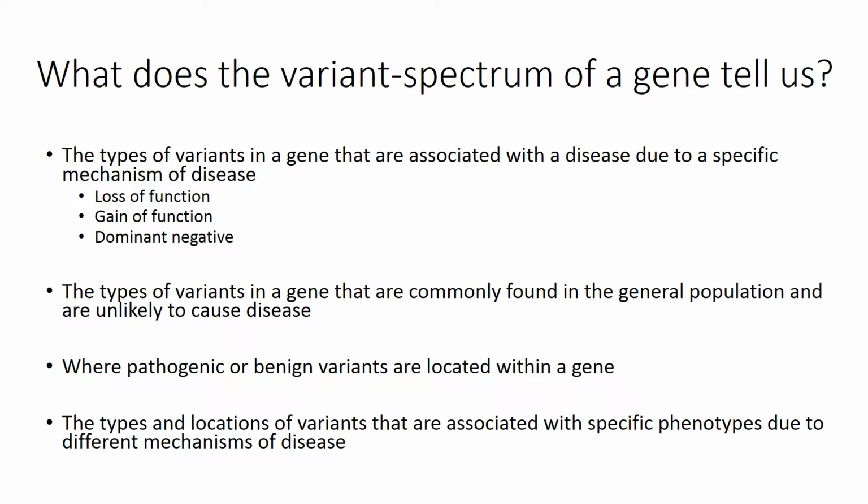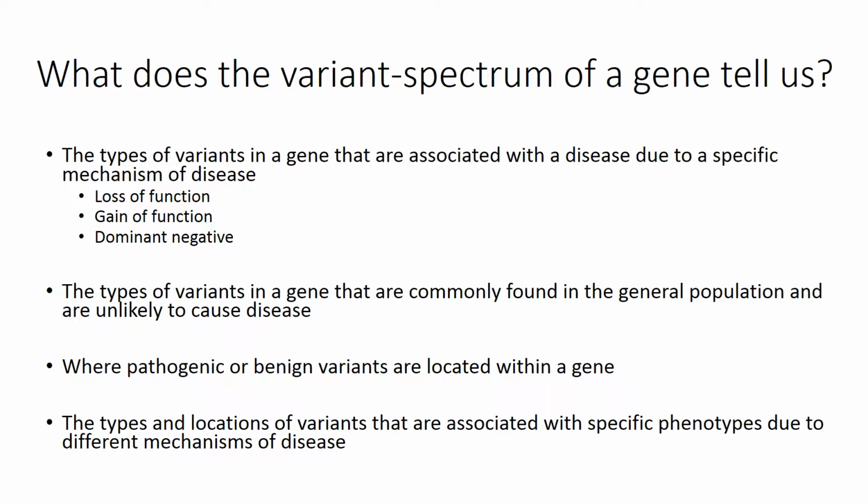Understanding the variant spectrum of a gene is an important step in variant interpretation. It allows us to become acquainted with the types of genetic variants that are known to cause a disease within a specific gene and what the mechanisms of disease are. In other words, why a variant causes a disease. We can also learn if there are variant types that are often seen in the general population in presumably unaffected individuals, which can indicate that a variant is less likely to cause disease.